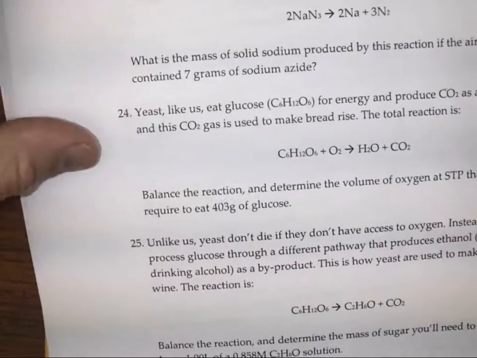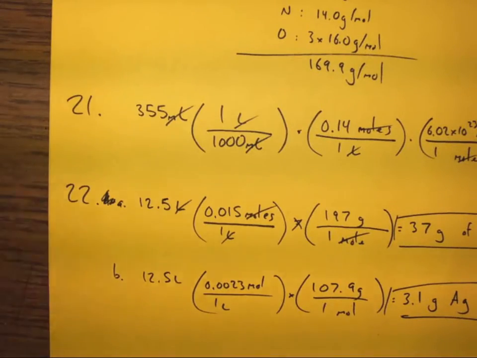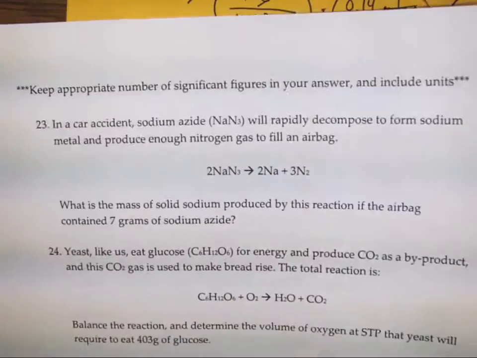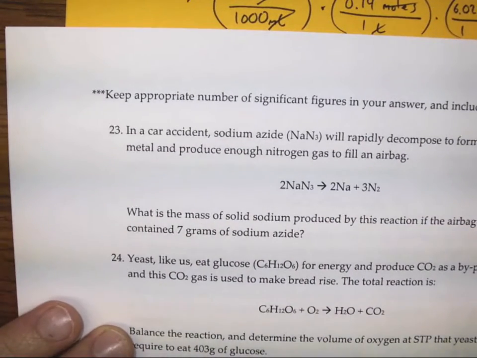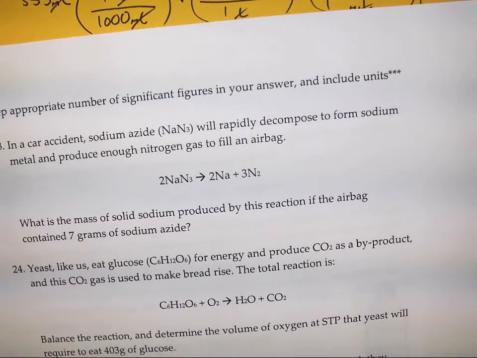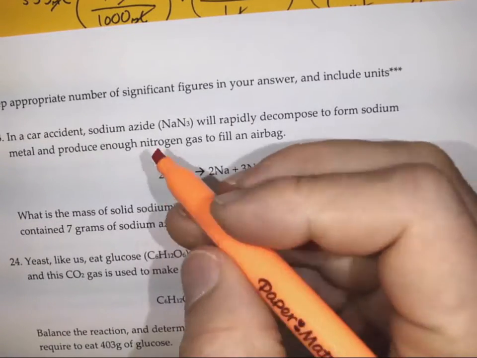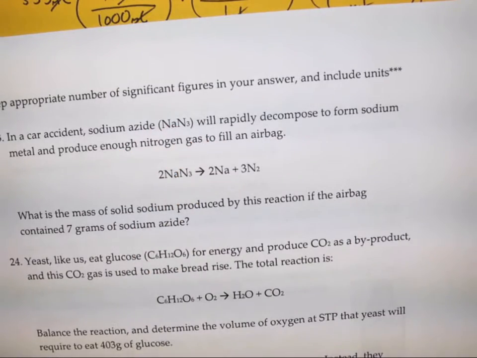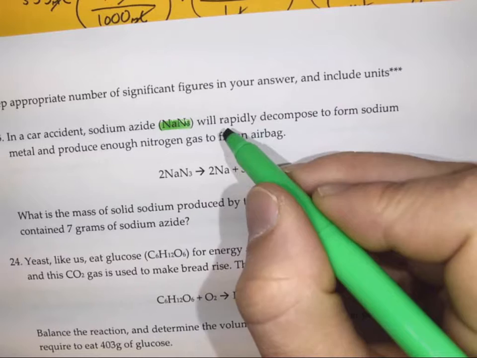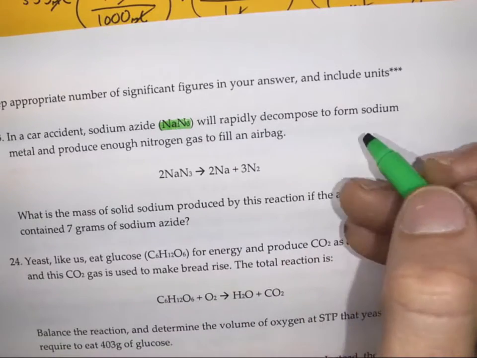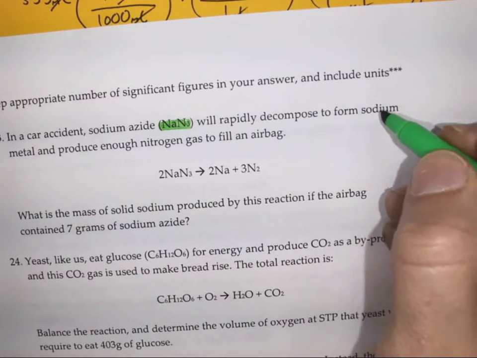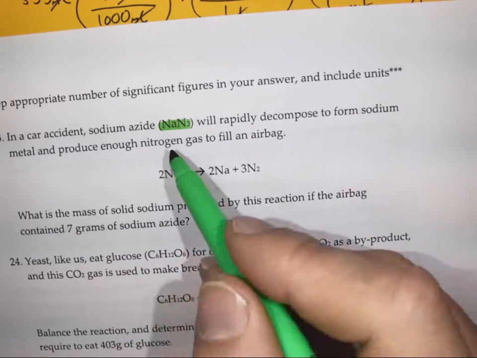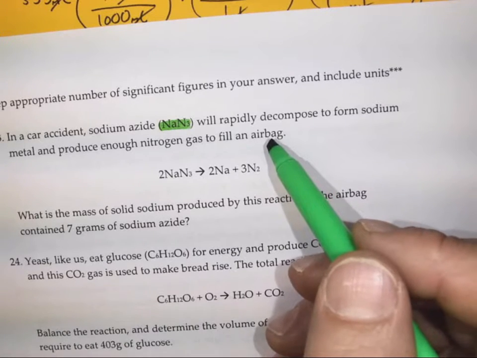So on to question 23. All right, so question 23 talks about airbags. And airbags are pretty interesting chemically. We know that we get some sodium azide, a pretty reactive compound. And in a car accident, it rapidly decomposes and it forms sodium metal. And it'll produce enough nitrogen gas to fill an airbag in the process.